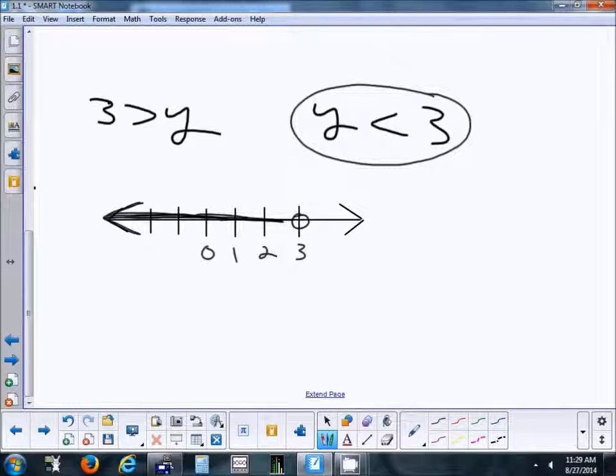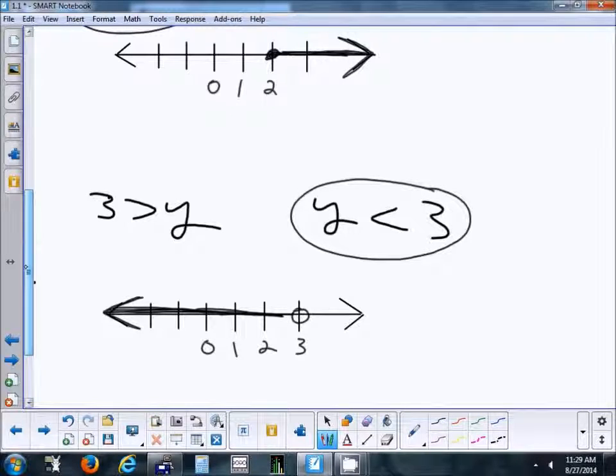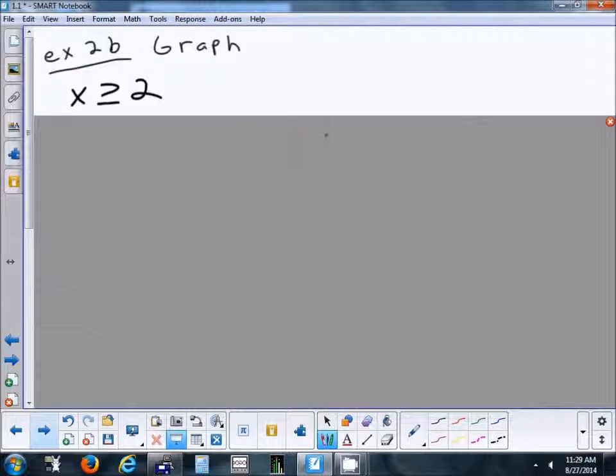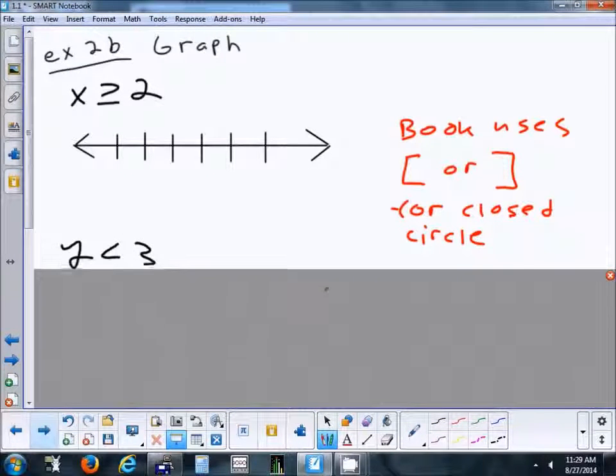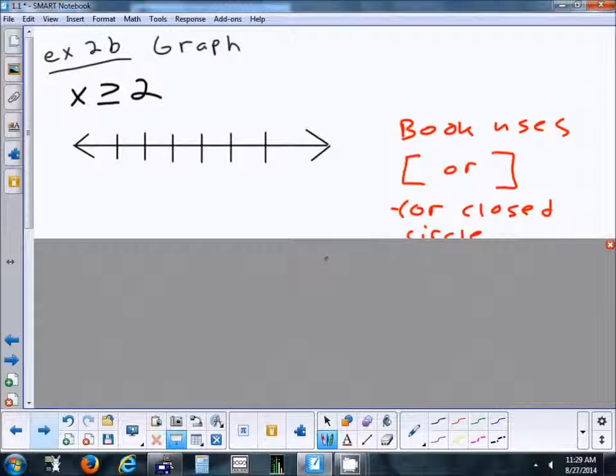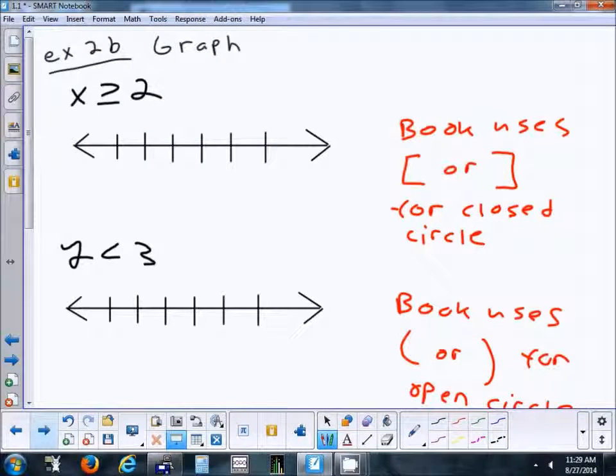Does anybody know the other way to do this besides closed circles and open circles? They have a different way of doing it, and it's going to tie in with what we eventually start to learn. It's with brackets and parentheses. In place of a closed circle, you can use a bracket. In place of an open circle, you can use a parenthesis. Other than that, the graph looks exactly the same.